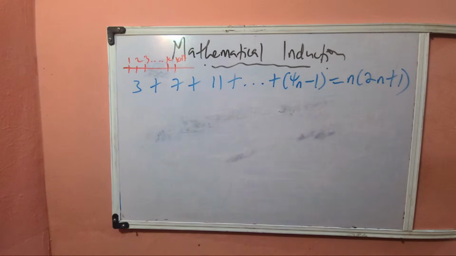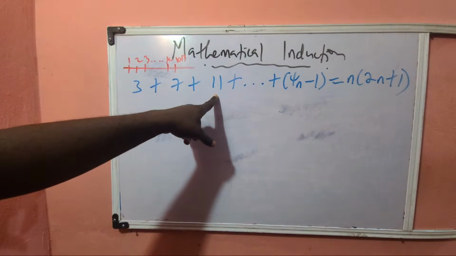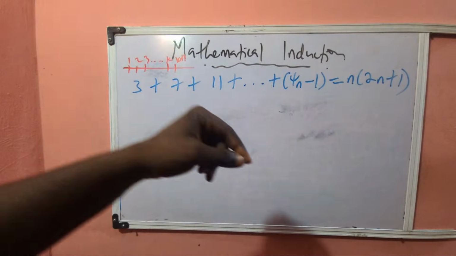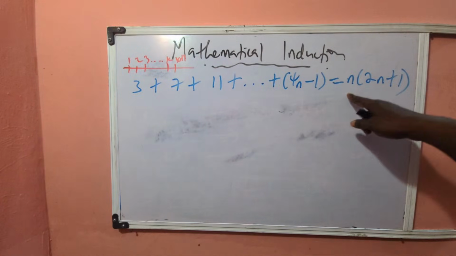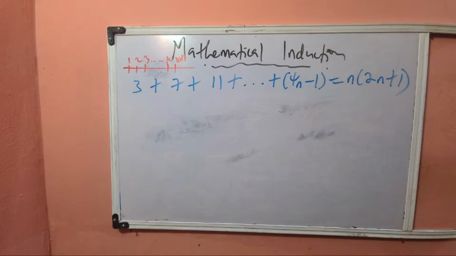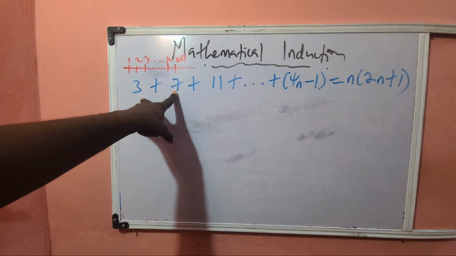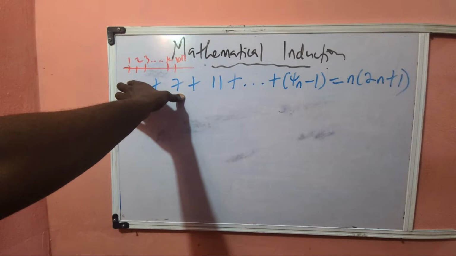The very first step now, look at what they told us. They told us that when you were doing 3 plus 7 plus 11 plus, when you kept on adding, this thing was going to be giving you n into 2n plus 1. That was what they said. That if you added 3 and added 7, whatever answer you got, that would have been 10, right? 3 plus 7 is 10.